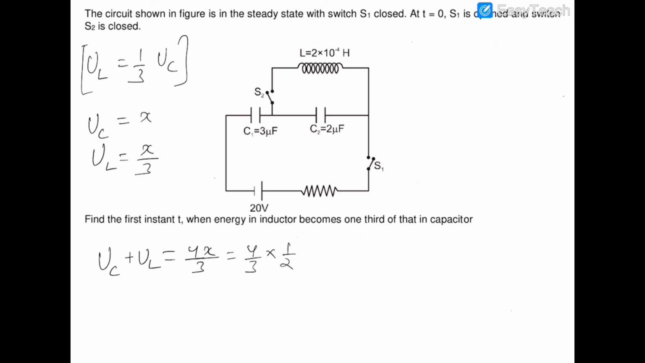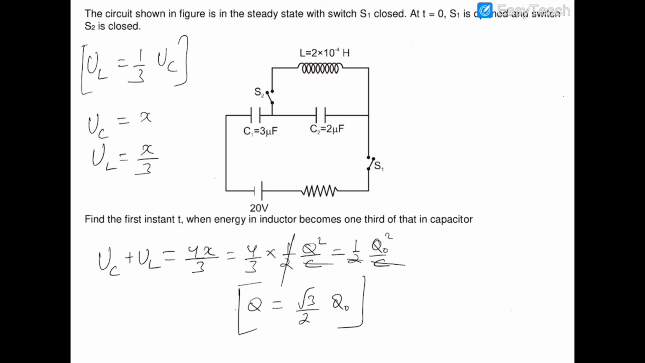Hence at that instant, let's suppose the charge on the capacitor is q, so the energy would be half q square by c. So this is the total energy, and this total energy will be equal to the initial energy of the capacitor, which is half q naught square by c, where q naught will be the maximum charge. So cancelling this, we can see that q will be equal to root 3 by 2 of q naught.